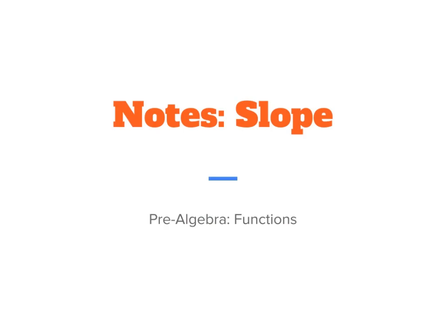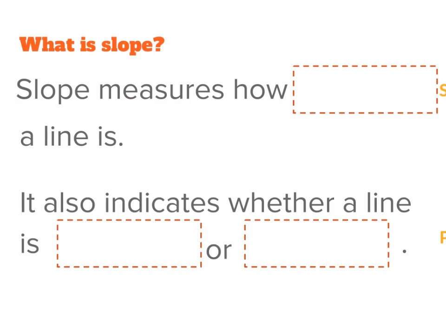Welcome back to the function unit. Today we're going to be talking about slope, so let's go ahead and get started with that right now. So in order to begin talking about slope, we need to know what slope is. Slope is the measure of how steep a line is on our graph. It also indicates to us whether a line is positive or negative.